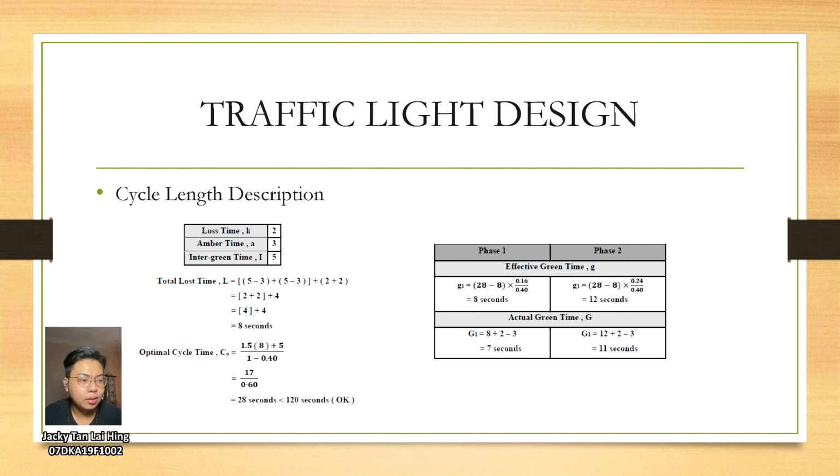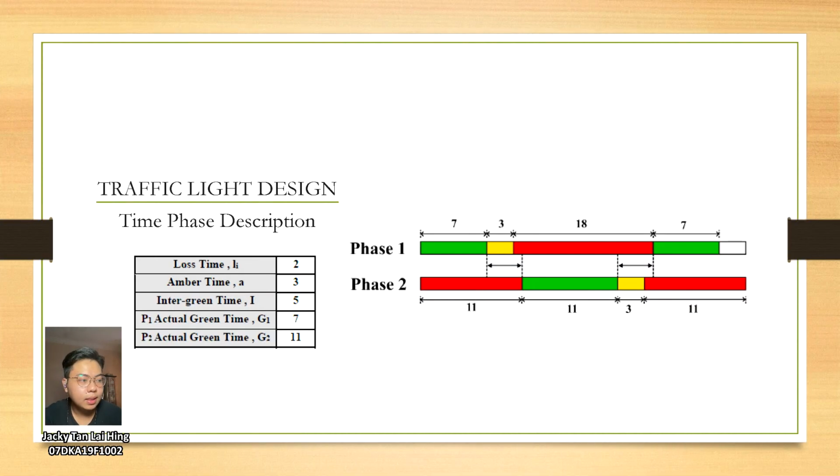Now we need to calculate the effective green time and also the actual green time for both phase 1 and phase 2. As you can see in the video, for effective green time for phase 1 we got 8 seconds, for phase 2 we got 12 seconds, and for actual green time for phase 1 we got 7 seconds, for phase 2 we got 11 seconds. After getting all the values we needed, we are able to sketch the time phase. As you can see in the video, there is phase 1 and phase 2.